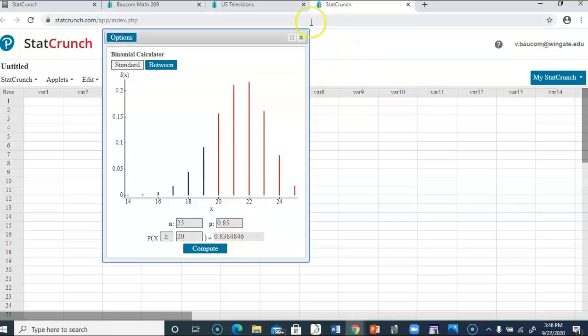So it's very convenient, very easy to use, but you still have to know how to set the problems up to use this. So I would like for you to know how to do your calculator and StatCrunch, because you may not have access to StatCrunch in another class, but it is a good software program to be familiar with.